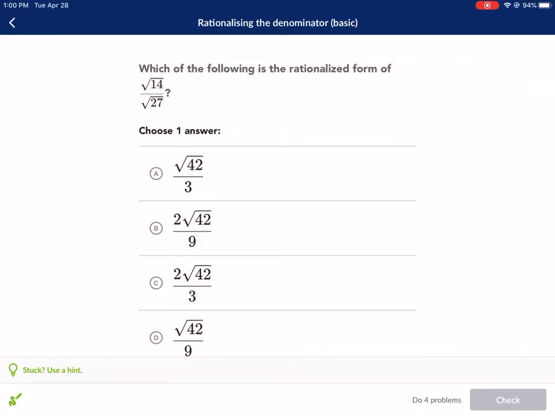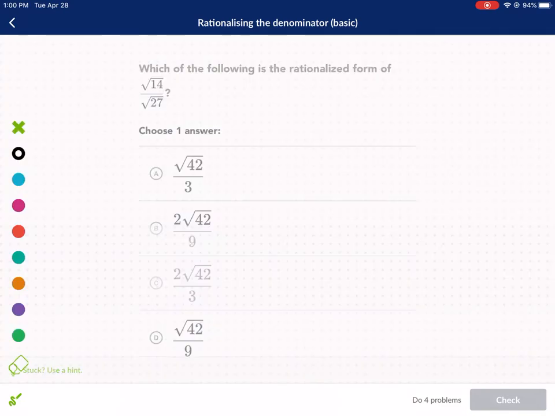Today we're going to be doing a Khan Academy tutorial on rationalizing the denominator. So let's go ahead and get started. The first question jumps right into it and it says, which of the following is the rationalized form of the square root of 14 over the square root of 27? So before we do anything, we kind of need to understand what it means to rationalize the square root.